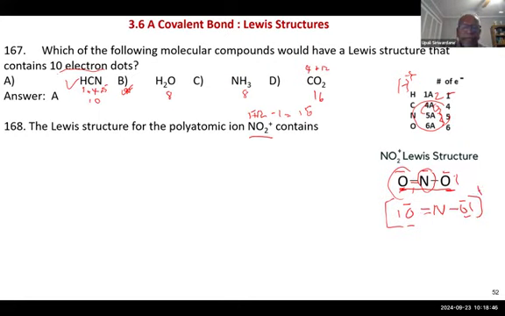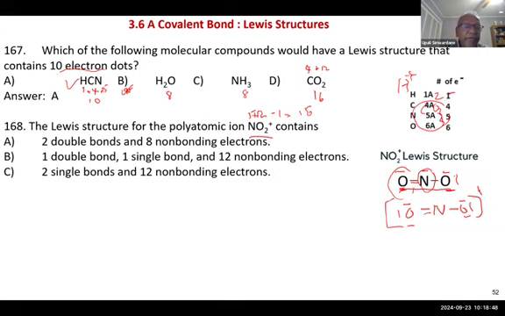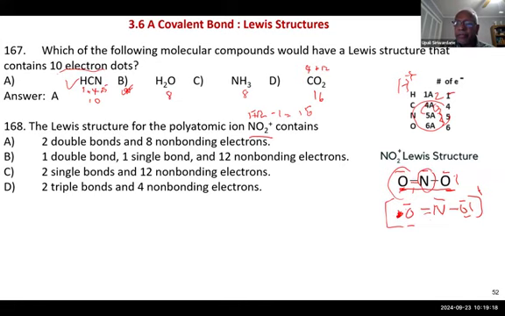Therefore, what is the description of this? 2 double bonds, 1 double bond, 1 single bond, 12 non-bonding electrons. How do you get 12? There are 6 of them. 1, 2, 3, 4, 5. There's only 2 here. That adds up to 6. 6 times 2 is 12. Therefore, the answer is B. Do you have any question about this?